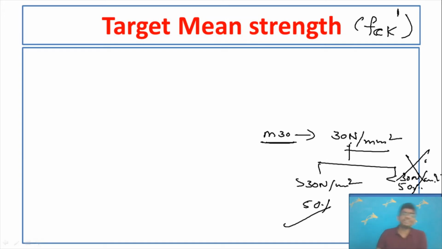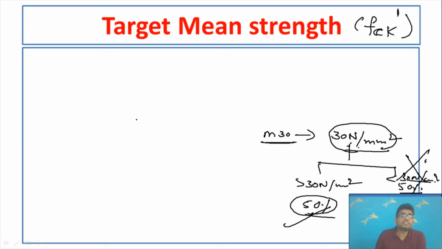So the point is, if you design the mix for the given strength of the concrete, then the probability of reaching that strength is only 50%. Just like tossing a coin: the probability of getting head is 50% and tail is 50%. Similarly, if you design a mix for 30 Newton per mm square strength, then the probability of getting more than 30 Newton per mm square is 50% and less than 30 is 50%.